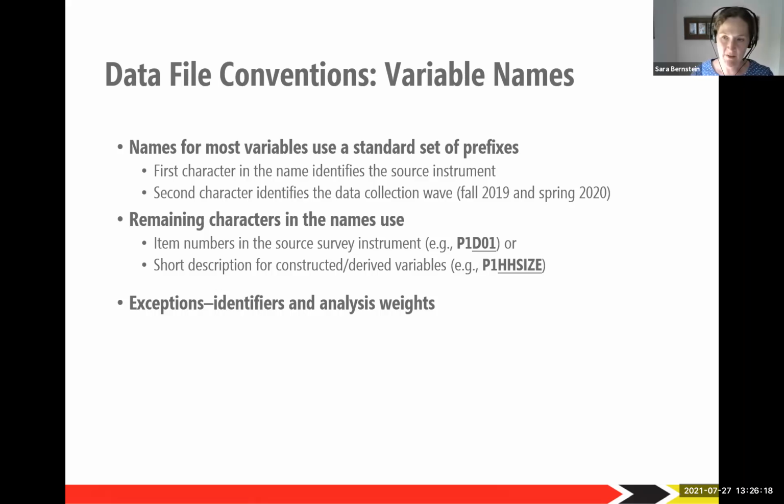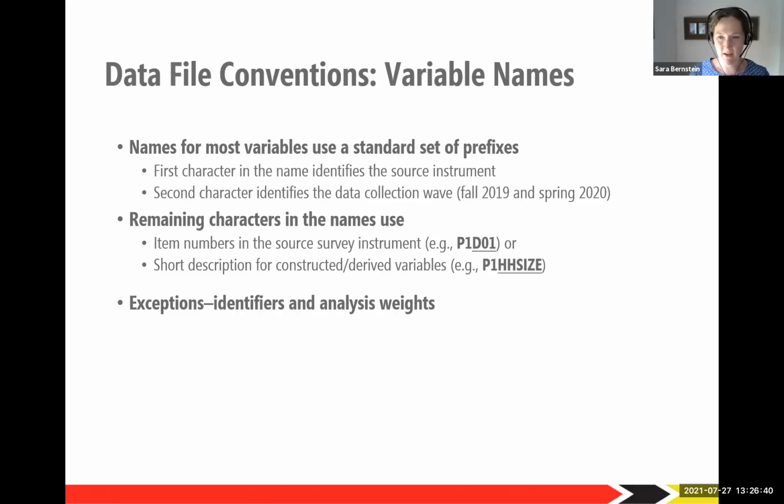For survey or interview items, there's a direct one-to-one correspondence at the item level. The rest of the variable name identifies the survey item number based on the source instrument. For example, item P1D01 is based on item D1 in the fall parent survey, which asks how often someone in the family reads to the child.